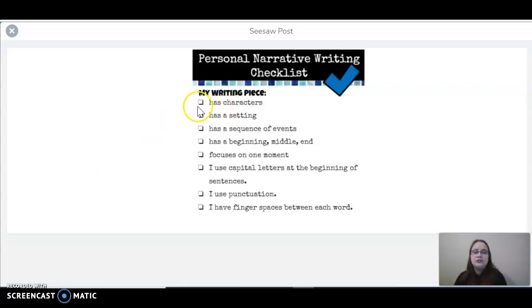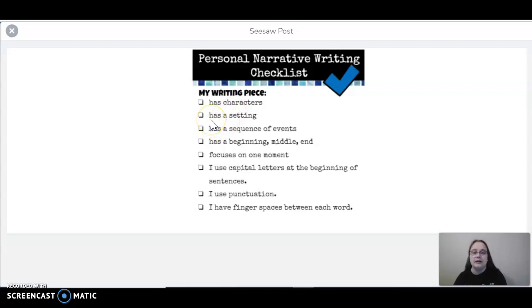So our first checklist item says, my writing piece has characters. So friends, for some of us, like for Miss Greathouse, in my writing piece, I'm writing from my point of view. So I'm using words like I, me, and my. And so I am the only character in my story. So that's important for if you don't have any other characters and you're just talking about yourself, that you are still a character in your story, okay?